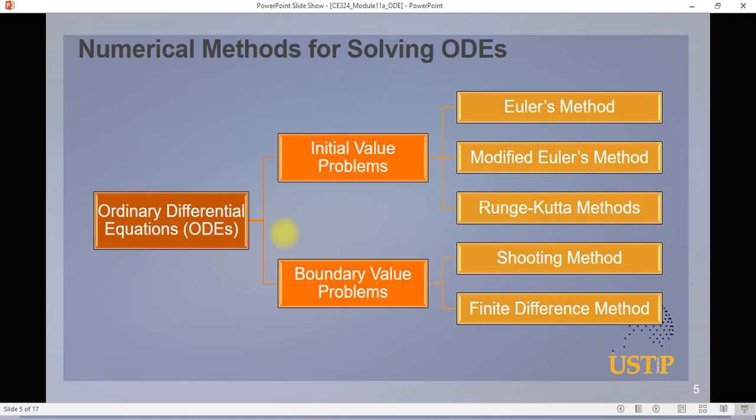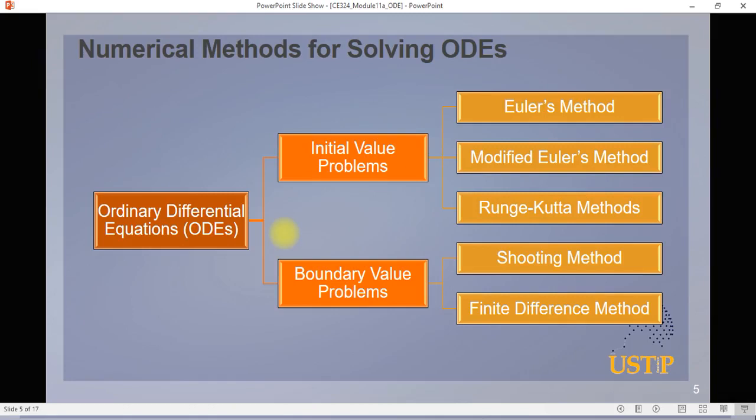Supposedly, boundary value problems would be our module 12, but we decided to exclude it in our discussion to shorten the range of coverage. These two types are based on the given. In initial value problems, the given is of course the initial value. For boundary value problems, the given is of course the boundary. And then we are going to solve for the differential equation using the given.